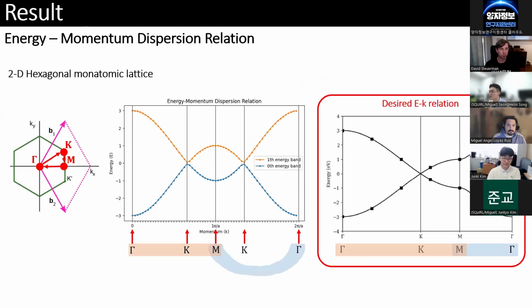This is our result for the 2D hexagonal monatomic lattice. Tracing the x-axis, with the momentum vector aligned to the x-axis of the desired E-K relation and its vector magnitude, we can identify that we obtain a physically identical E-K diagram to the desired one.